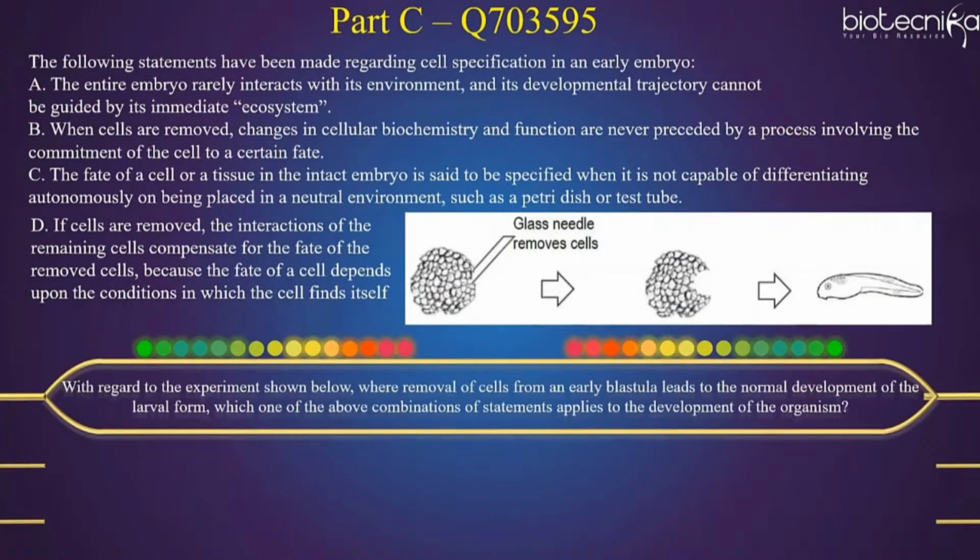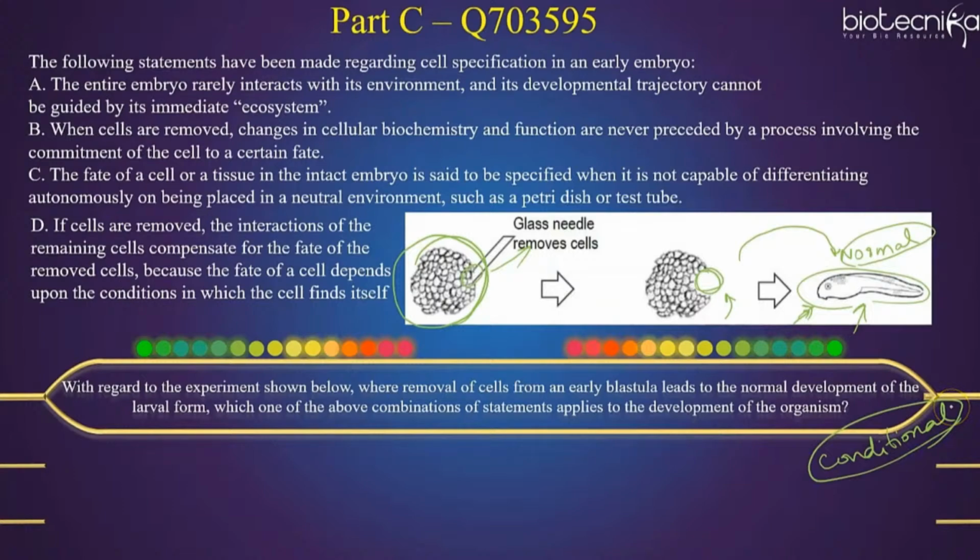The following statements have been made regarding cell specification in an early embryo. So they have given a diagram in which there is a ball of cells. From here, certain cells are removed through a glass needle. But yet, if you see the outcome, you can see a normal development which is formed. So this looks like an amphibian embryo, a kind of tadpole structure, which is normal only, right? So even if you're removing some cells, still a normal embryo is formed. Again, if you have a decent preparation, then you would know that this is talking about conditional specification. So to some extent, you can keep that in mind and progress with the rest of the questions.